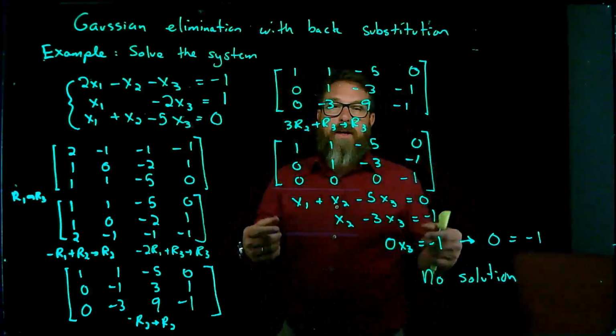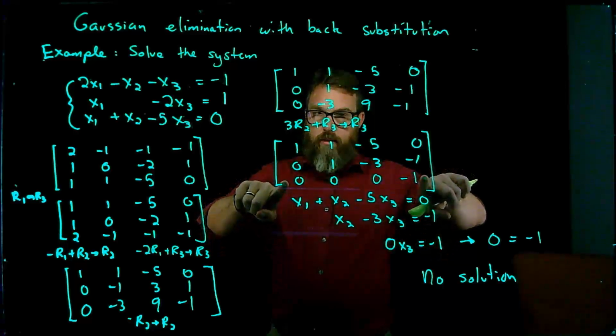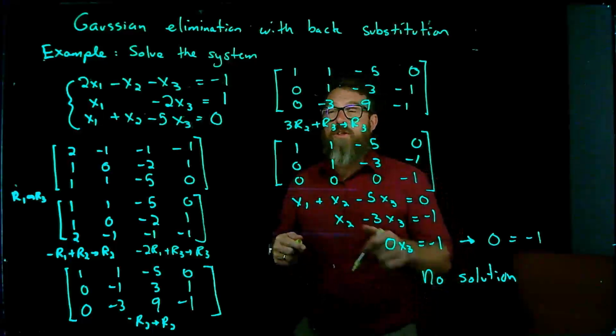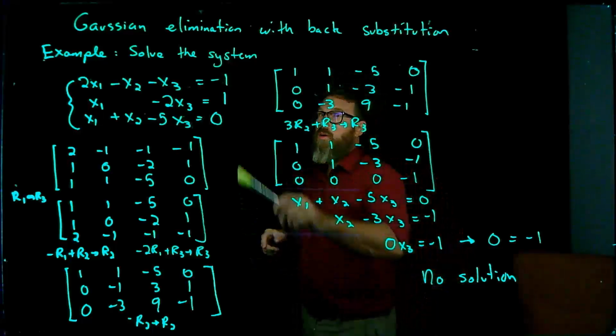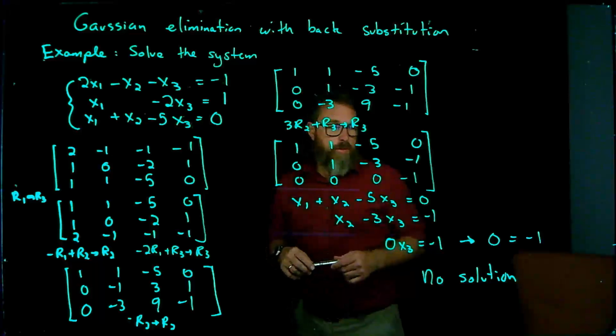The next thing I wouldn't mind showing you is what happens if this entire line zeroes out. What do infinite solutions look like with three equations and three variables?